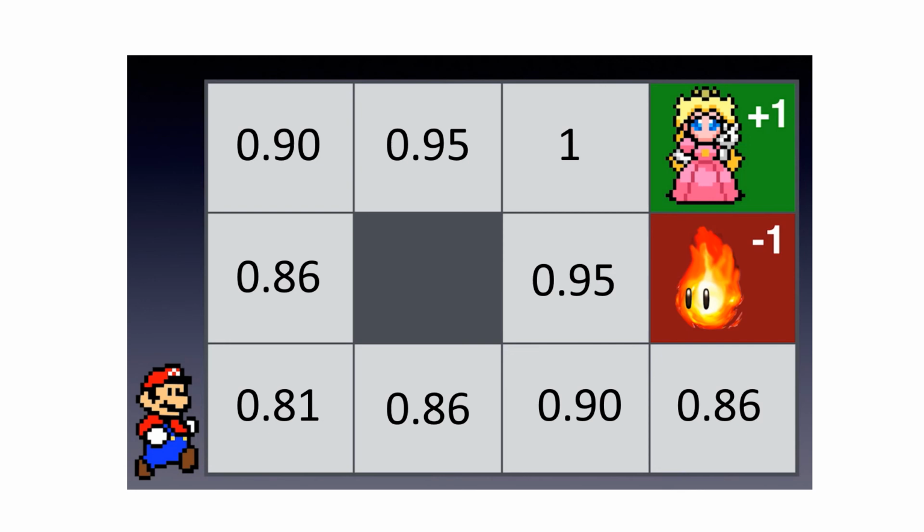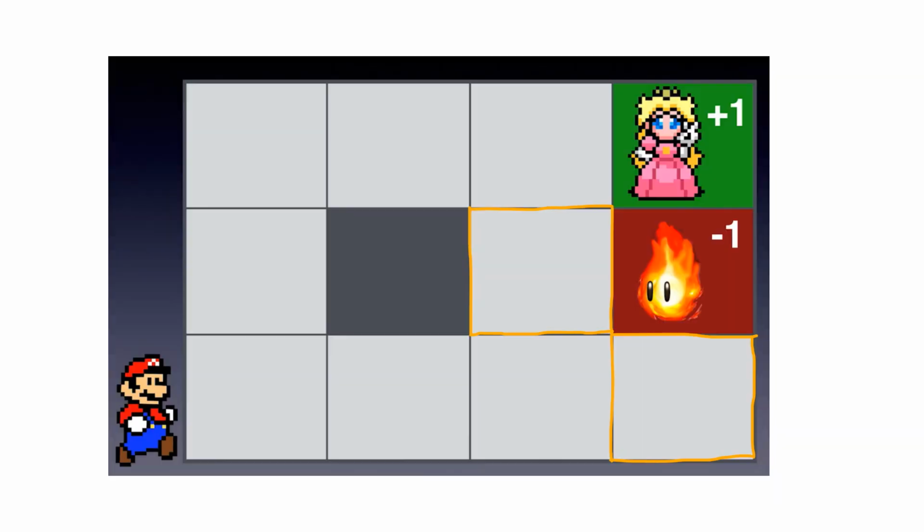So let's simulate this. Let's say that Mario has been working on his physics PhD, and he is so sleepy that he has an 80% chance of going where he wants to go, a 10% chance of going left, and a 10% chance of going right. Now, if we try to apply our algorithm here, we will end up with highly fluctuating values around the fire pit, since sometimes we will accidentally fall in.